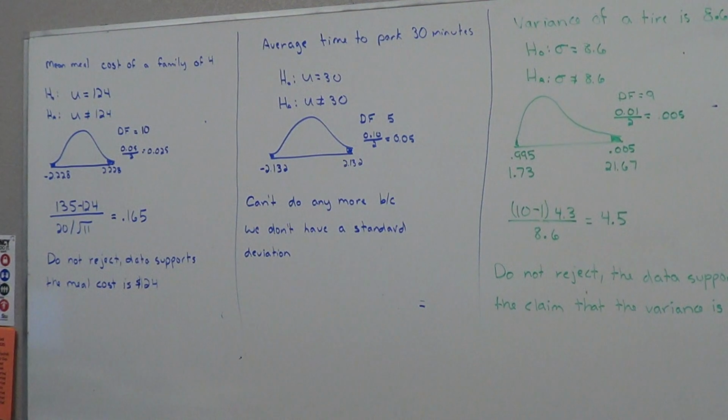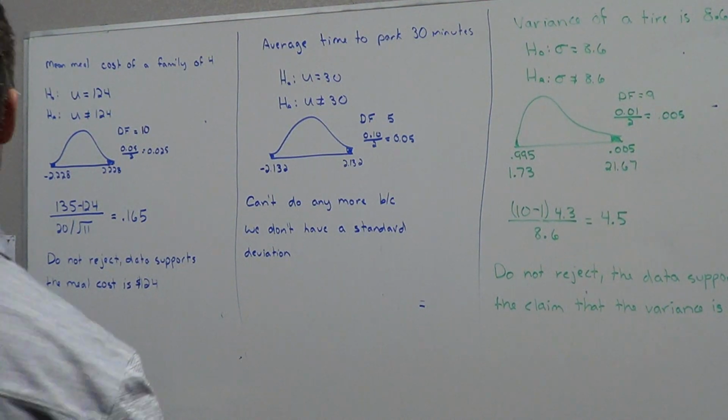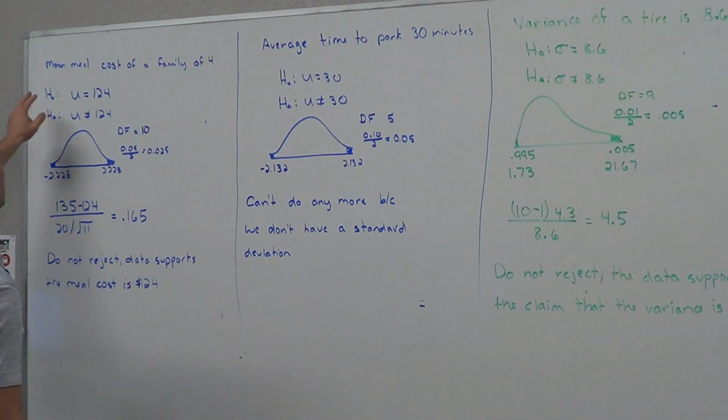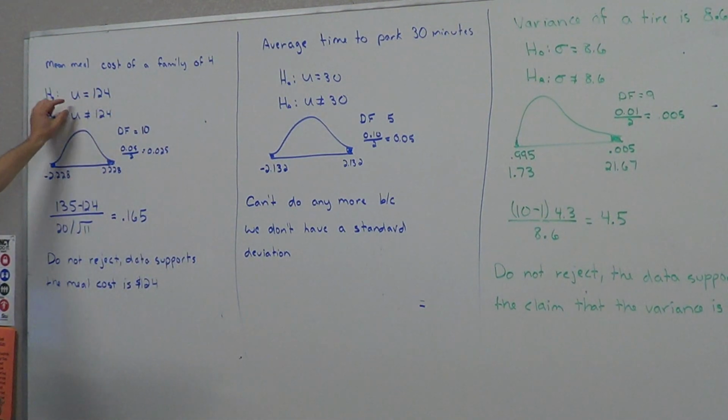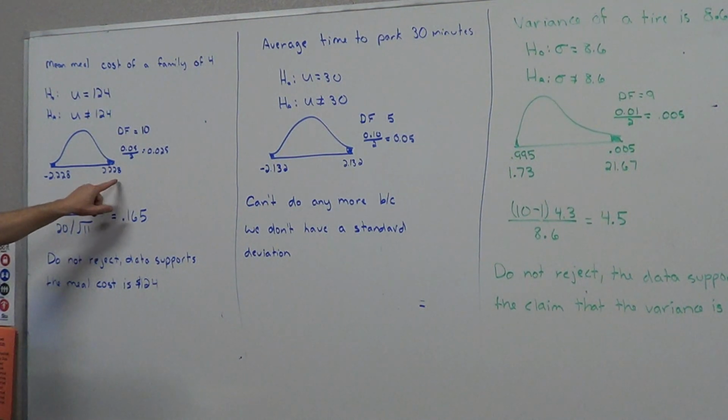The first one is a small sample test of mean. So we want to test the meal cost of a family being $124. We want to know, is it that? So "is" just means it's equal to, so it's a two-tailed test. So we say equal to 124, alternative would be not equal to 124. Again, I just spell it out.